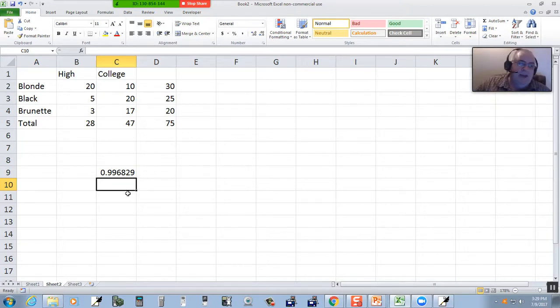Now that's our basic probability. And we'll be referring to probability throughout a lot of this course. Probability is very important. It allows us to do predictions.